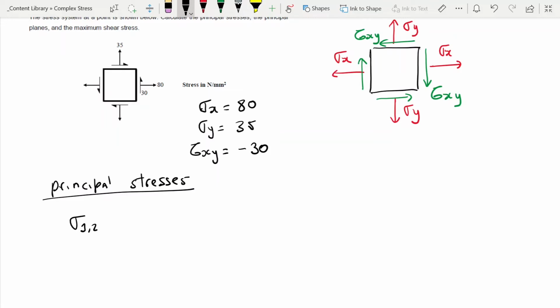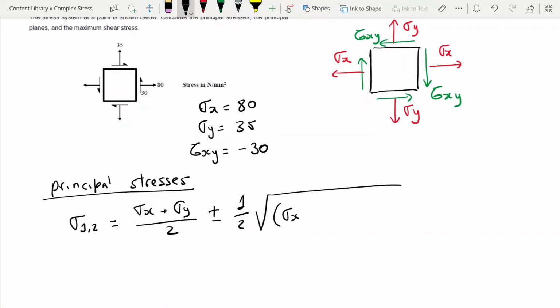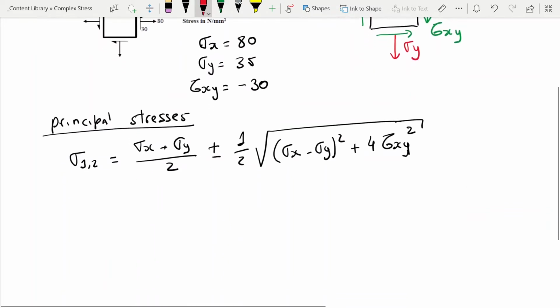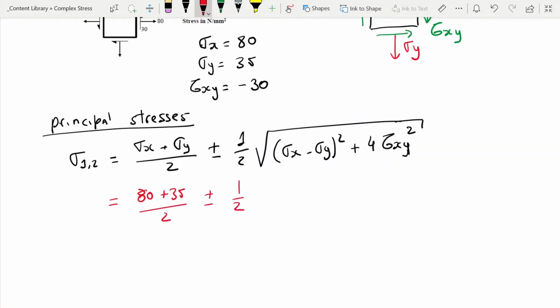Sigma 1 and sigma 2 are equal to sigma x plus sigma y over 2, plus minus 1 over 2 and then a big square root. Inside brackets, sigma x minus sigma y squared plus 4 times tau xy also squared. If we know this is the formula we need to use, we can replace it straight away and get our final result. So in this case, this will be 80 plus 35 divided by 2 plus minus 1/2 square root of 80 minus 35 squared plus 4 times minus 30 squared.